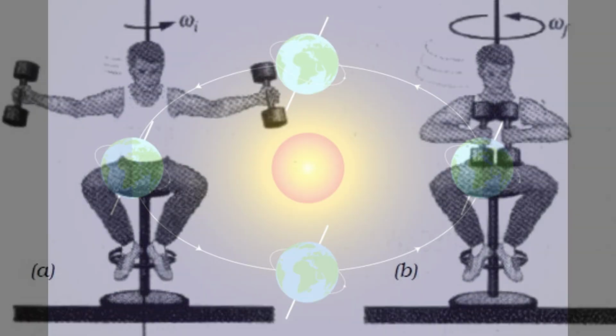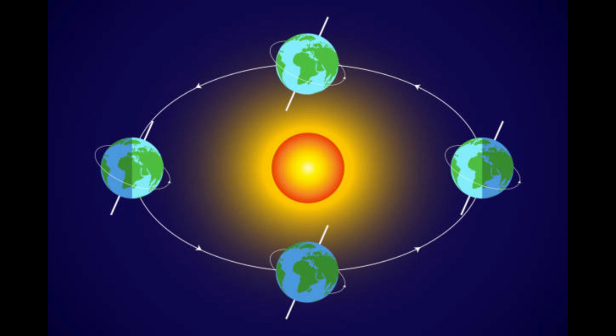For example, planets orbiting the Sun. The Earth keeps moving in orbit because of conserved angular momentum. When a planet moves closer to the Sun, its speed increases to maintain the same angular momentum.